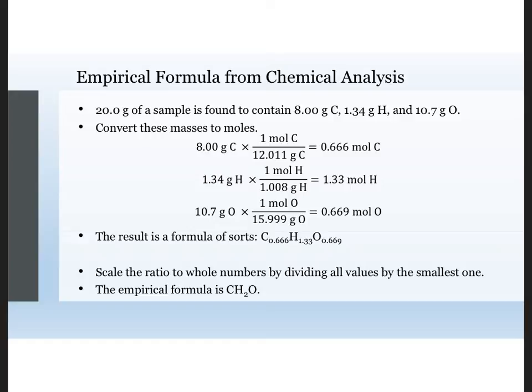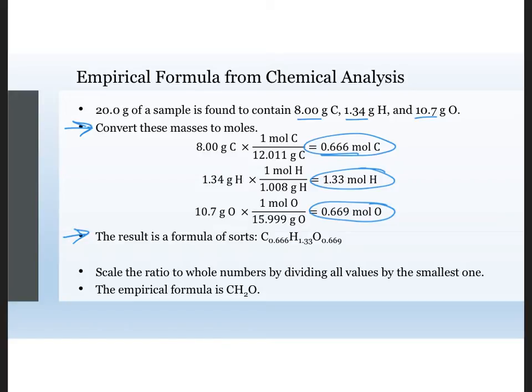Suppose that a 20-gram sample of a hydrocarbon is found to contain 8.00 grams of carbon, 1.34 grams of hydrogen, and 10.7 grams of oxygen. To determine the empirical formula, we convert each of these masses to moles using the molar masses of each element. This gives us the formula C 0.666, H 1.33, O 0.669. That doesn't look like any formula we've seen to date.